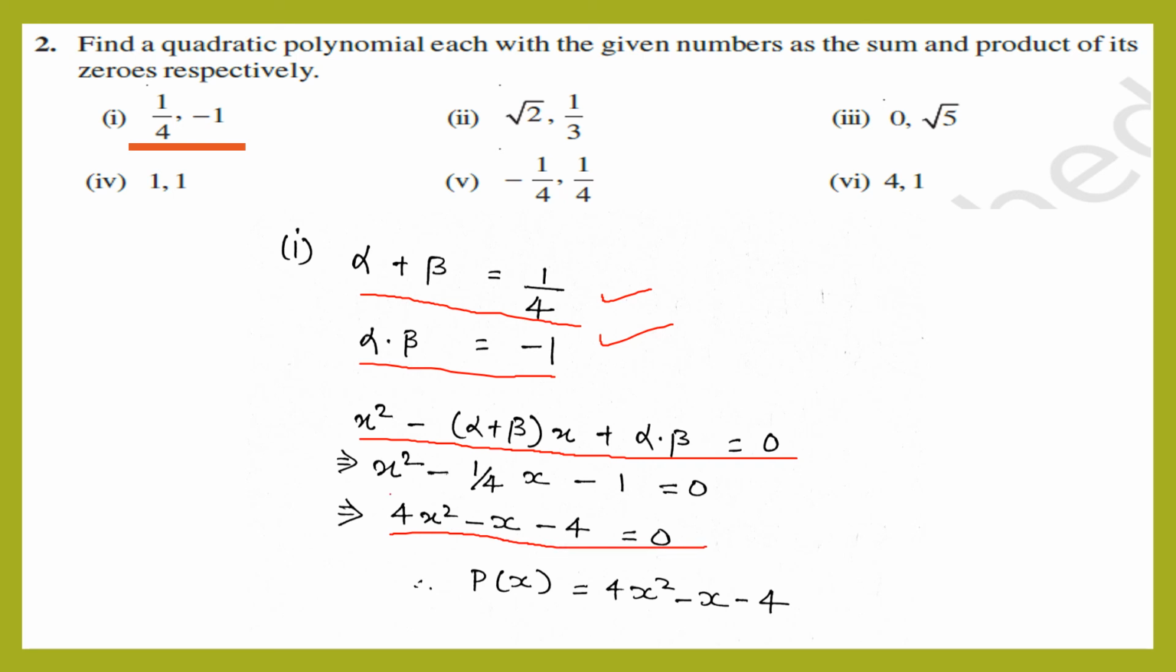Now this part of the quadratic equation is the required quadratic polynomial. Therefore p of x will be 4x squared minus x minus 4.